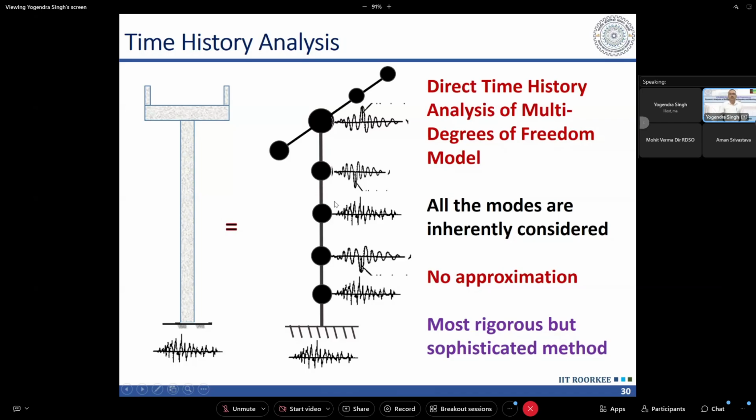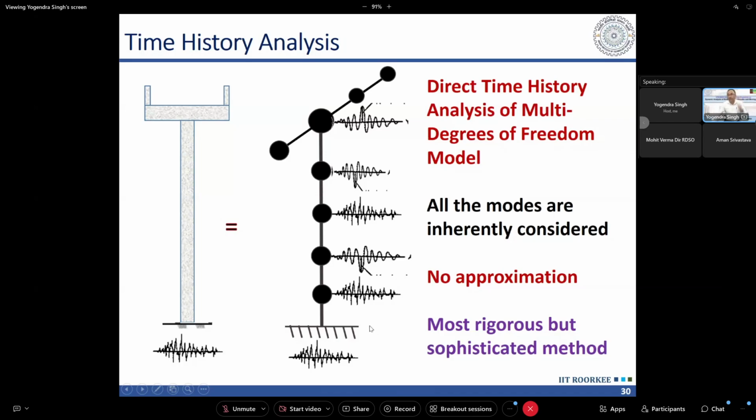So we will make a multi-degree freedom model of our superstructure, taking into account the superstructure as well as the pier, and masses will be lumped at certain nodes. So at those nodes, we will lump the mass, and we will perform the time history analysis of this multi-degree freedom system together. That is why we call it direct time history analysis. So we will perform a direct time history analysis of the multi-degree freedom system, which is quite computationally expensive.